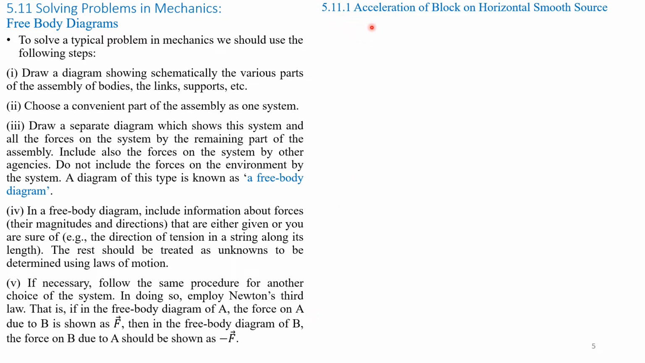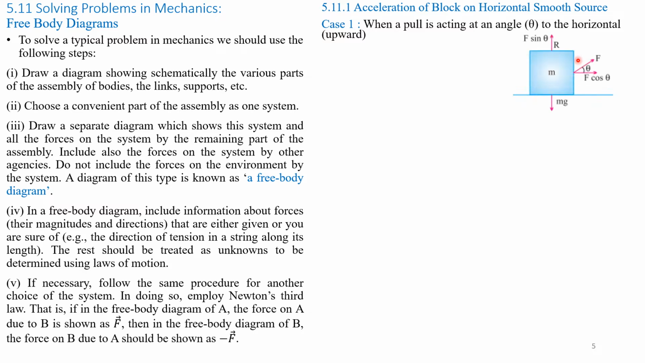In 5.11, we will consider the acceleration of a block on a horizontal smooth surface. Case number 1: when a pull is acting at an angle theta to the horizontal, that is, upward. Please see the diagram here. M is a body on a flat surface. Its weight is mg, acting downwards, and the reaction R is shown vertically up. The force F is applied at an angle theta here, and F has two components: F cos theta horizontal and vertical component F sin theta.